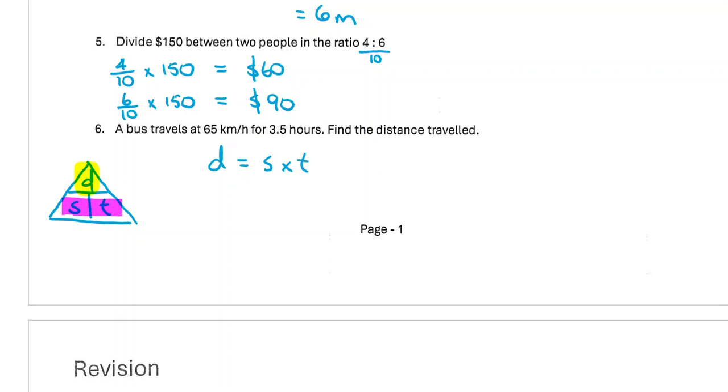Always be careful to make sure that your units match. So if this is kilometers per hour, then your time needs to be in hours, which it is. So for this question, I can just times them together. My speed was 65, the time in hours was 3.5, and 65 times 3.5 is 227.5 kilometers.